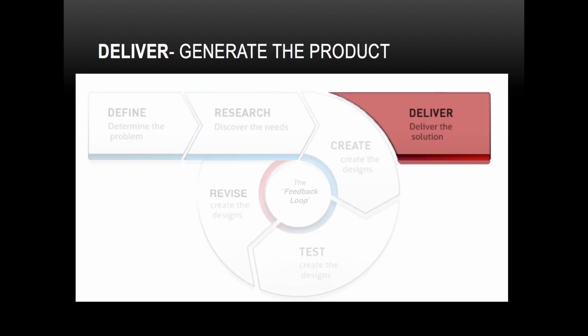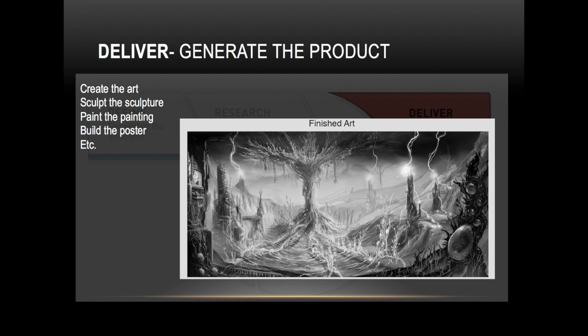And so finally, once we get to the last stage, we deliver the solution. We implement the product generation. And so what does that look like? Well, that means you create the art. You sculpt the sculpture. You paint the painting. You build the poster. This is the part that the artist gets to. It's the whole reason why they are creating.